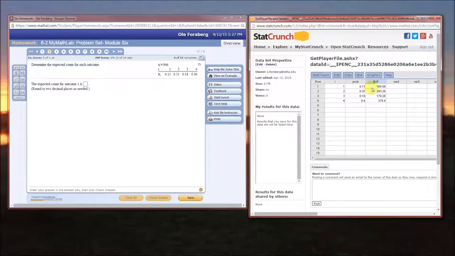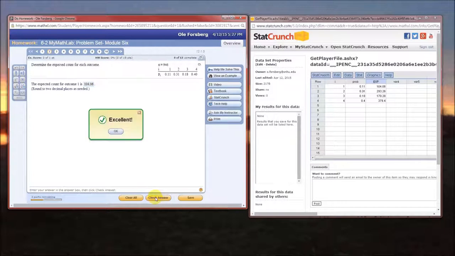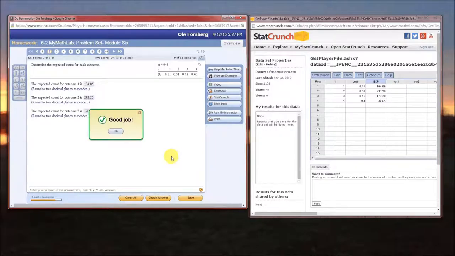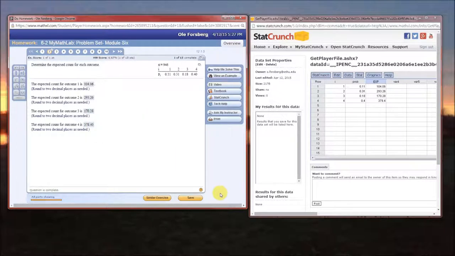So the expected count for outcome 1 is 104.06. Checks the answer. The expected count for outcome 2 is 293.26. For outcome 3, 170.28. And for 4, 378.40. And that was it. A little simple.